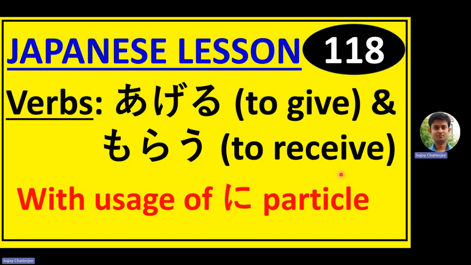This is the series called Japanese Lessons for Beginners, and today we are at lesson number 118. In today's lesson, we are again moving back towards Japanese grammar, and we shall discuss two very important verbs, ageru and morau, and look at another usage of the ni particle. We have seen the ni particle used in several situations. Today we will see how it is used with these two verbs, ageru and morau, which mean to give and to receive respectively.